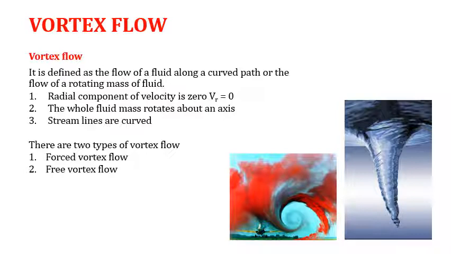The whole fluid mass rotates about an axis, and this circular motion of fluid is actually streamline, which indicates that the velocity at any point along the streamline will be tangential to it. So the radial component of velocity is 0. There are two types of vortex flow: forced vortex flow and free vortex flow.